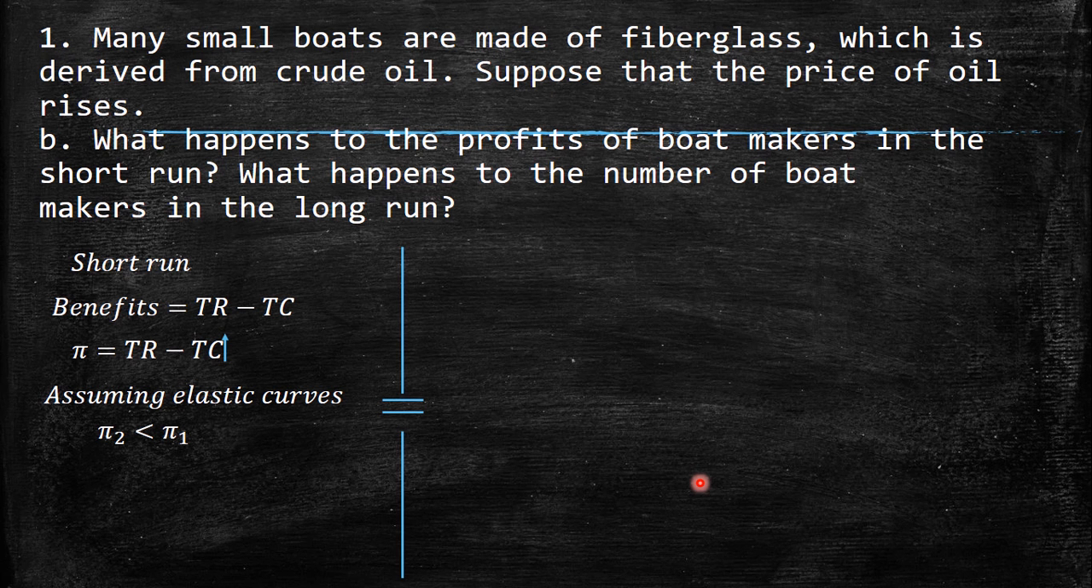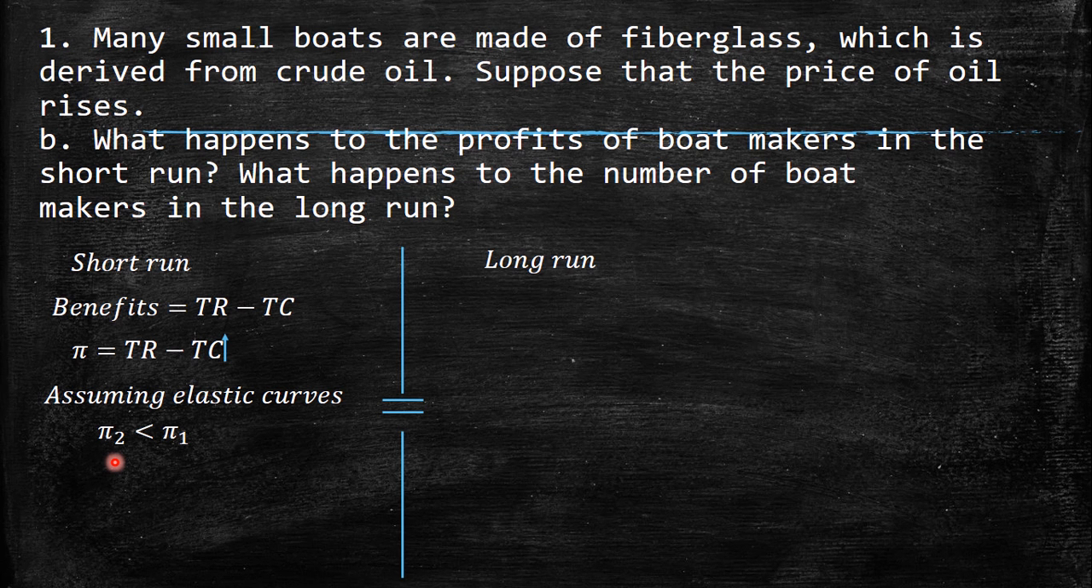So it means that this change in the prices makes the benefits, represented with pi, the Greek letter, lower than in the previous stage. Those are the profits in the short run. What about in the long run?